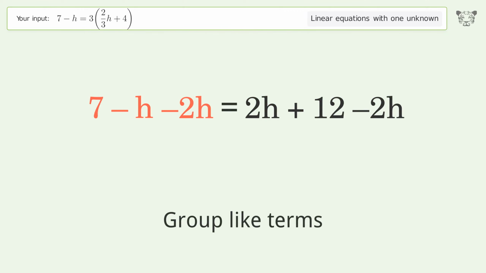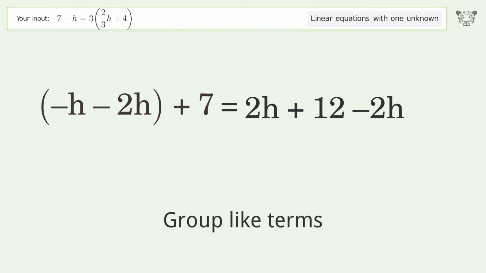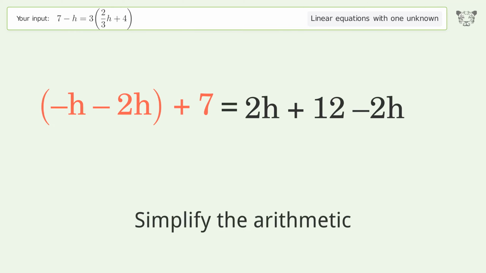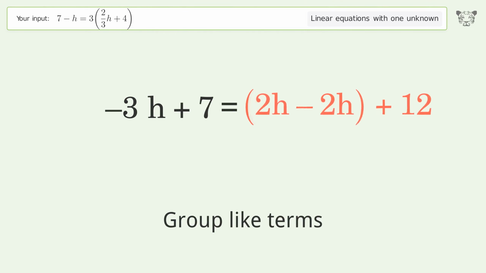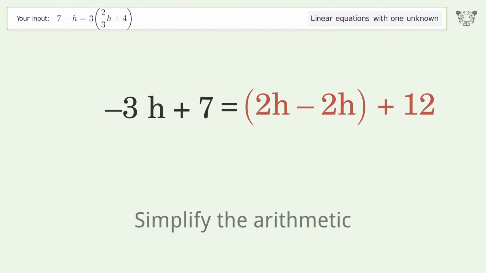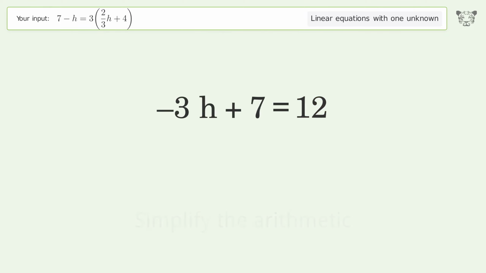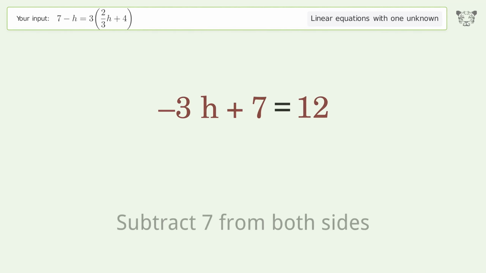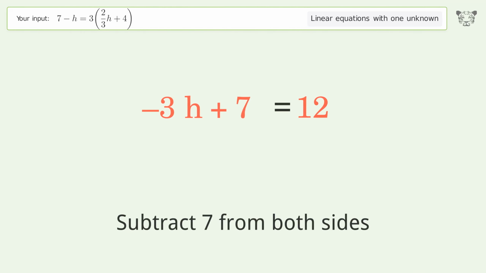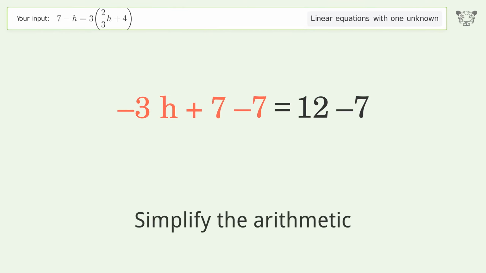Group like terms. Simplify the arithmetic. Group like terms. Simplify the arithmetic. Group all constants on the right side of the equation. Subtract 7 from both sides. Simplify the arithmetic.